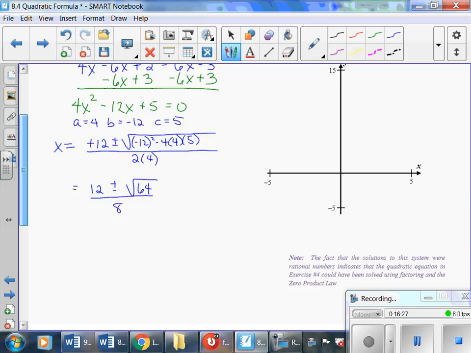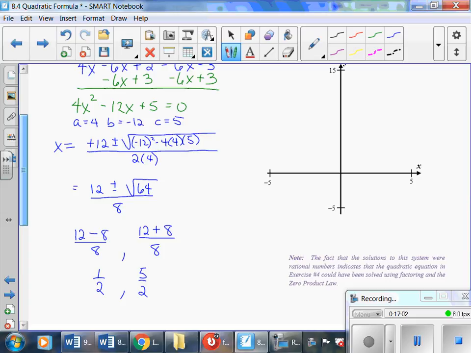So what does that mean? It means I have 12 minus 8 over 8, and I have 12 plus 8 over 8. Because remember, the square root of 64 is 8. So 12 minus 8 is going to be 4, which reduces to 1/2. And 12 plus 8 is 20, divided by 8 reduces to 5/2. All right, so now this is showing me that I'm going to have two solutions.